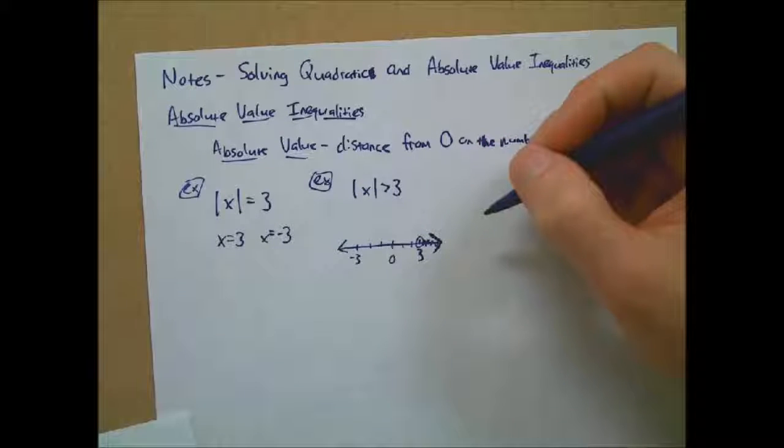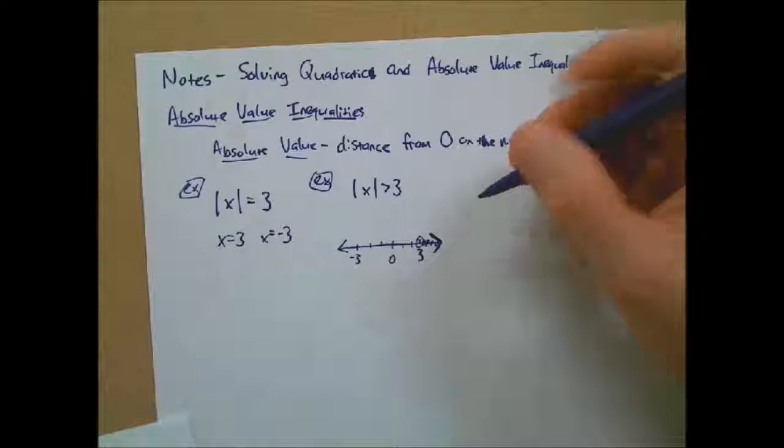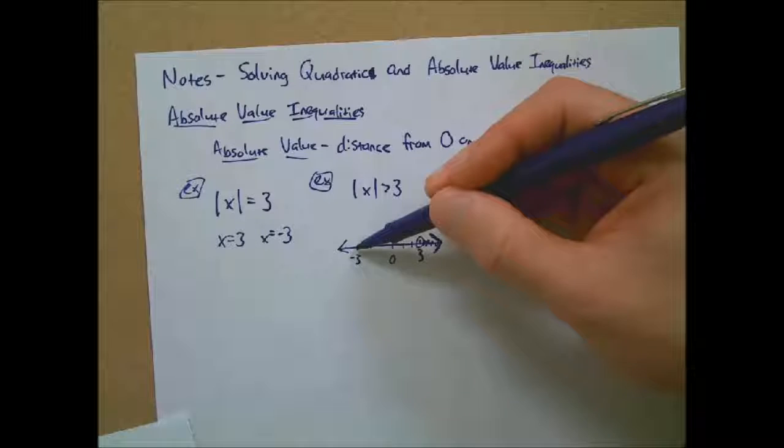But that's not the only way that we can go 3 units distance from 0, right? We can also go 1, 2, 3 units in this direction. And if I want to go more than 3, which direction should I shade here? Yeah, less than, or to the left here.